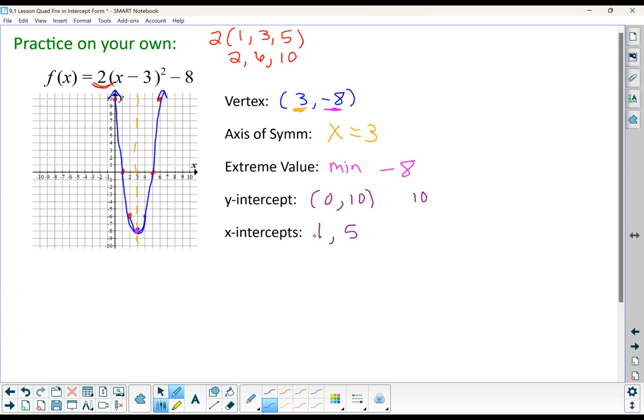And again, if you list them like this, you don't want parentheses around it. That's a list of 2 x-intercepts. If you want to write them as points, it would be (1, 0) and (5, 0). So no parentheses if you list them the first way, and then, of course, if they're points, you would use parentheses.